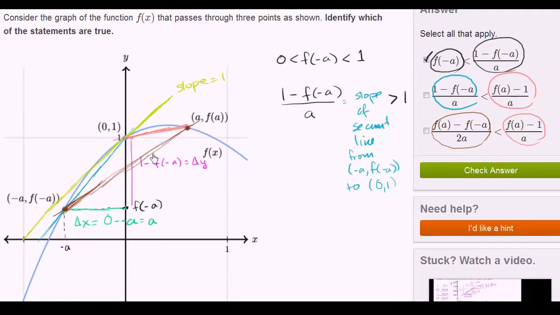So the average over the entire interval is definitely going to be more than what we get from 0 to a. So this one is also not true. We actually know that this is false. Both of these would have been true if we swapped these signs around. If this was a greater than sign. So this is the only one that applies.